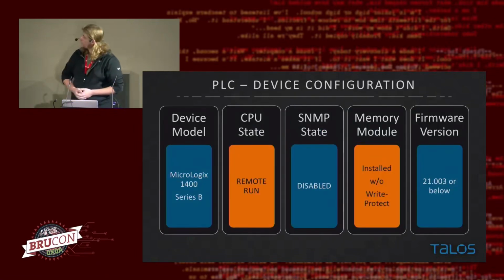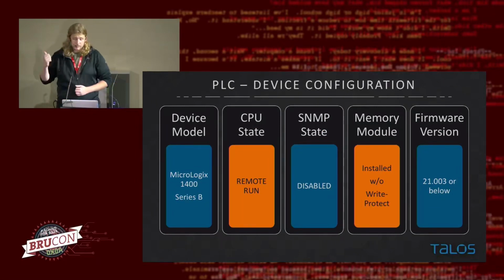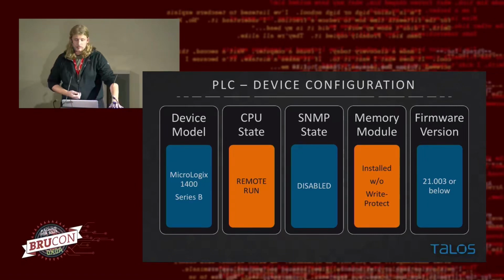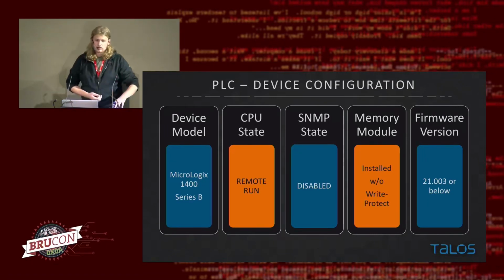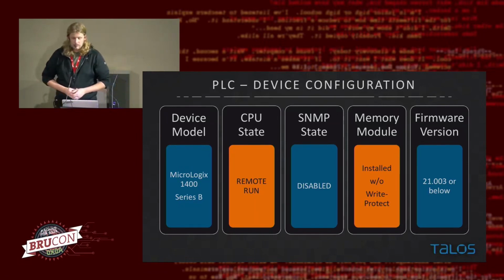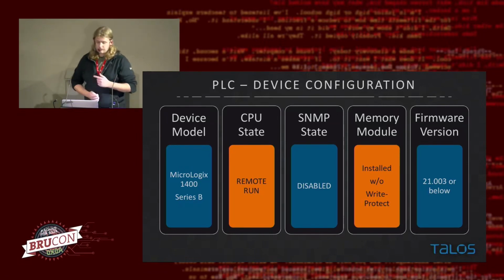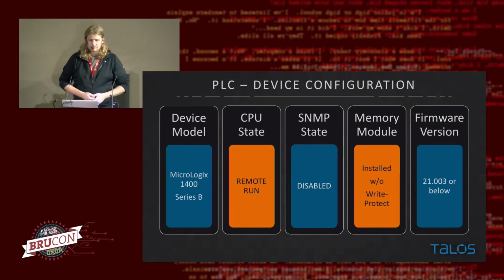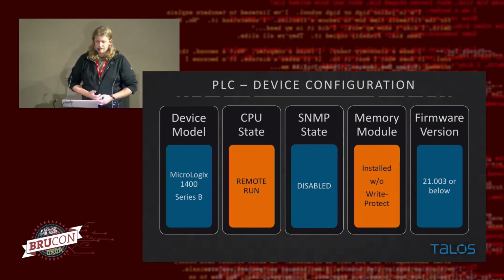So with all that out of the way, this is the base device configuration that we're going to start on to go through our attack here. Taking the device in front of me, the 1400 Series B, with the default SNMP state disabled. That's important. That's one of the big things we're going to focus on here as a demo, I suppose. And a firmware version of 21.003 or below. At the time we were working on this, 21.003 was the most up to date, and they've patched since and fixed a lot of the stuff we're going to talk about here. Making it better as long as people are updating.